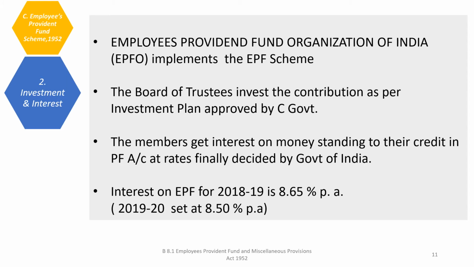The Board of Trustees of EPFO are responsible to invest the Employee Provident Fund accumulations as per plan approved by central government. The accounts of the employees will be credited with the interest at the end of every year at rates as approved by central government. For instance, for 2018-19 the rate was at 8.65%, while for 2019-20 it is set at 8.5%.